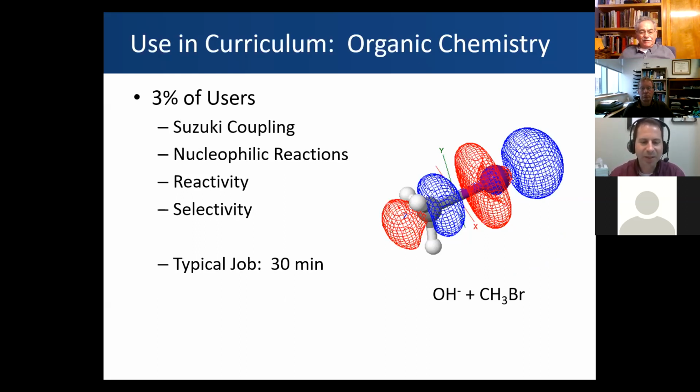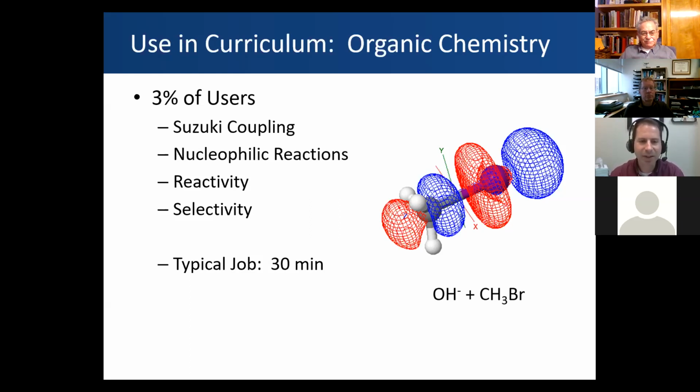On the website, there's a lab about Suzuki coupling that we got from JChem Ed. There's a lab on nucleophilic reactions that we got from a really good physical organic chemistry book that had that as an example. So you can calculate, for example, hydroxide plus methyl bromide. I think that's a classic organic SN2 reaction. And you can show why some things occur based on the molecular orbitals and how they line up.